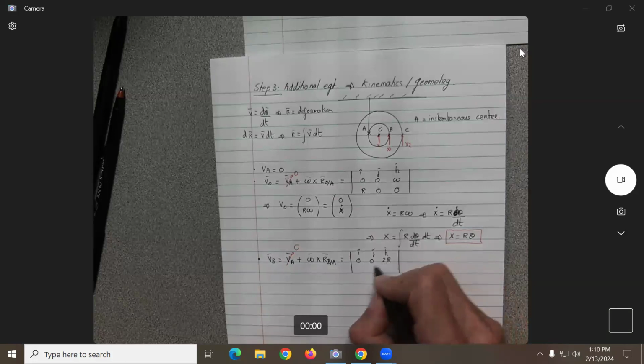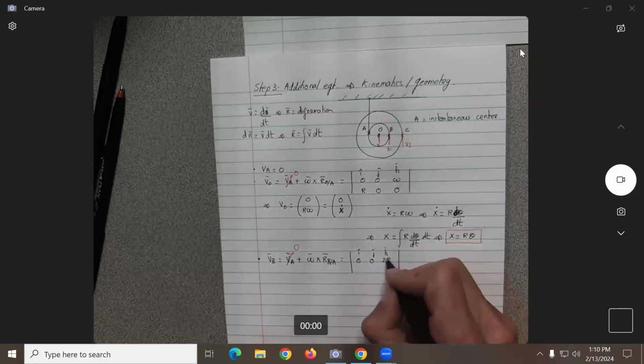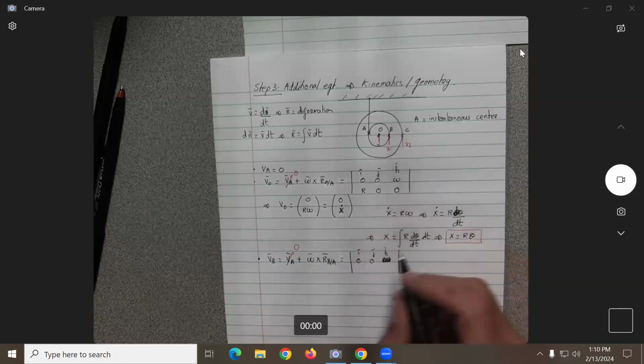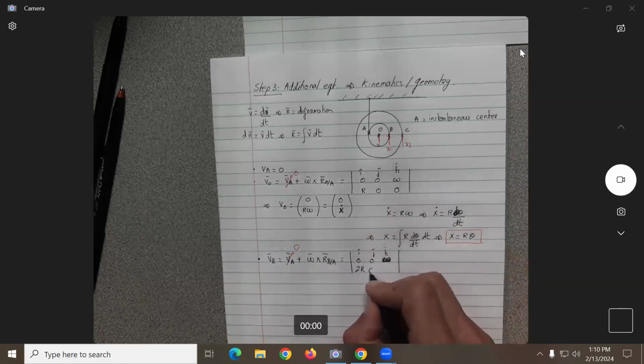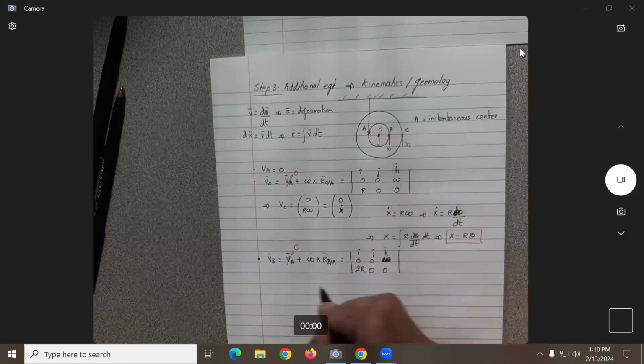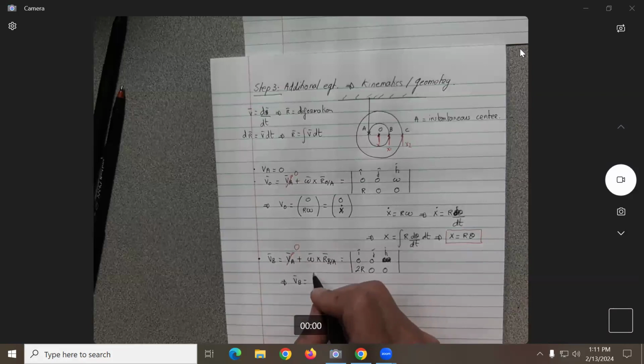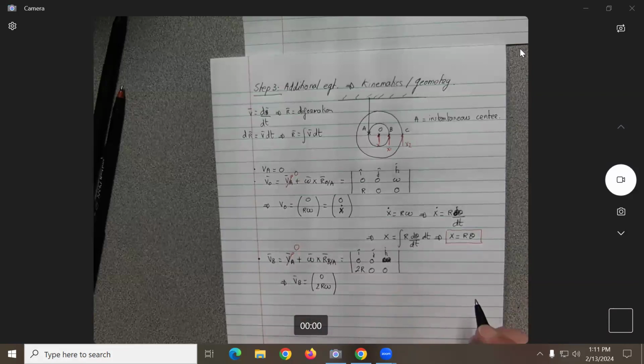Oh, sorry, I'm going too fast. So this is omega. What is the position of B with respect to A? 2R, 0, 0. So easy to see that over here what we're going to get is VB equal to what? 0, 0, 2R omega, no?